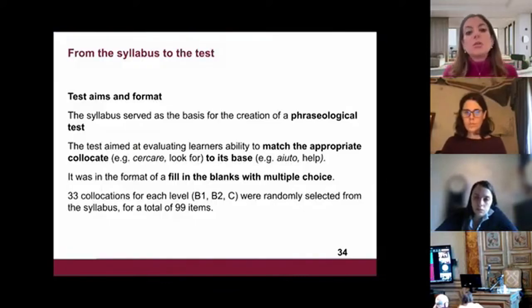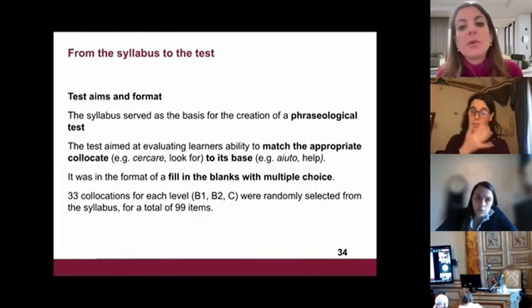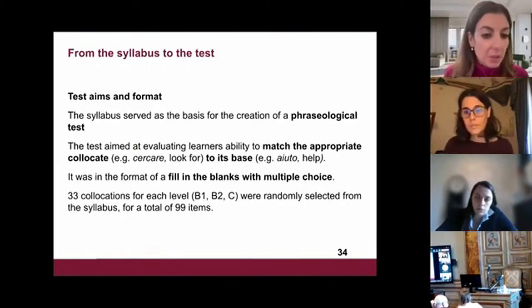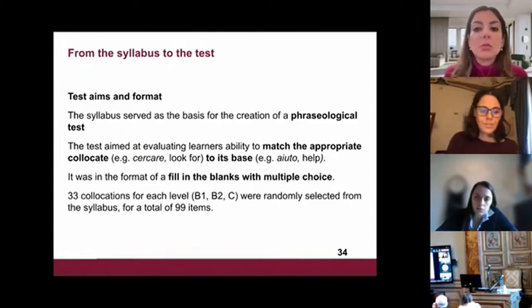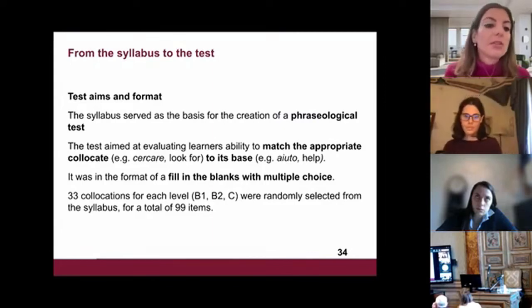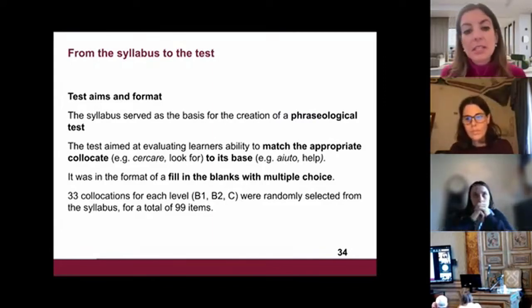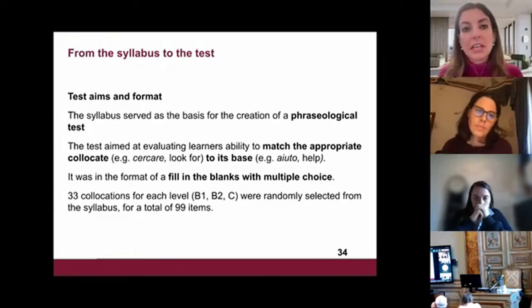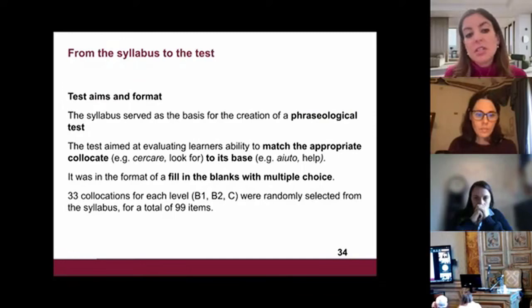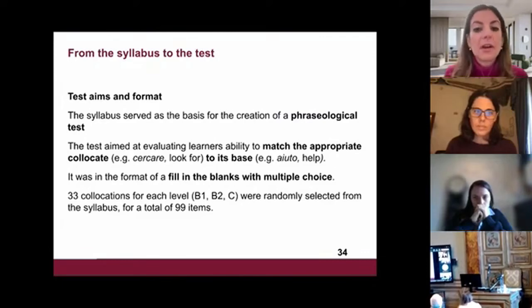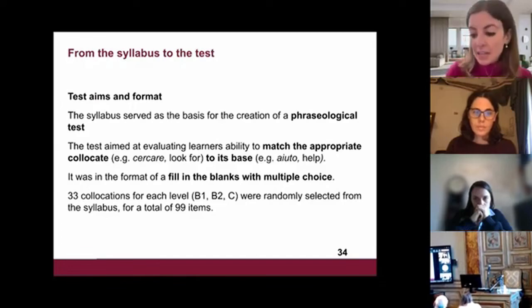The syllabus also served as the basis for the creation of a phraseological test that aimed at evaluating learners' ability to match the appropriate collocate to its base. For example, cercare aiuto, look for help. The test was in the format of filling the blanks with multiple choice. 33 collocations for each level were randomly selected from the syllabus for a total of 99 items.